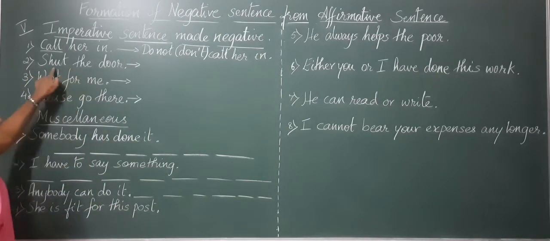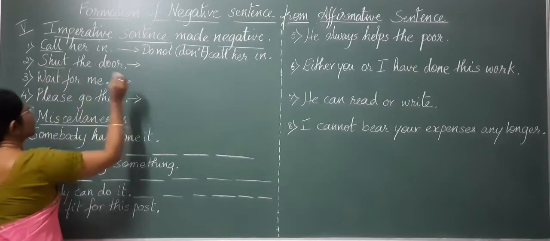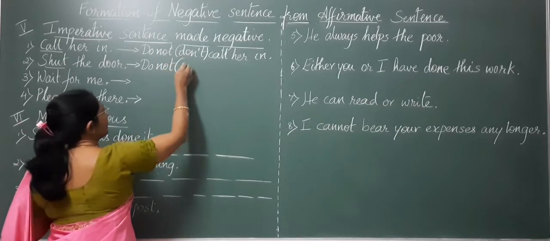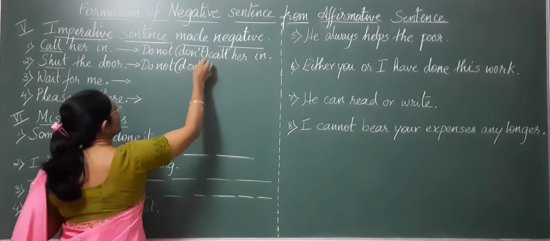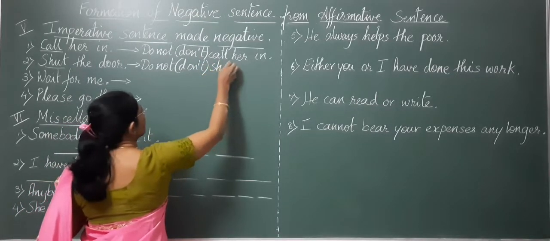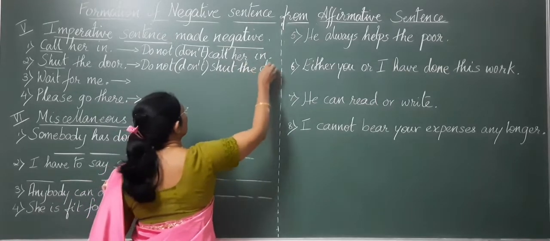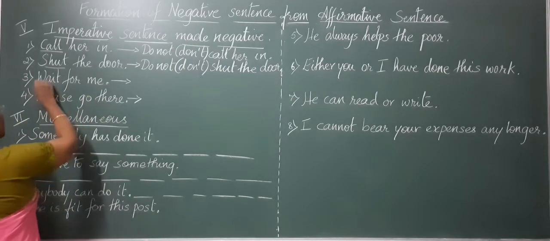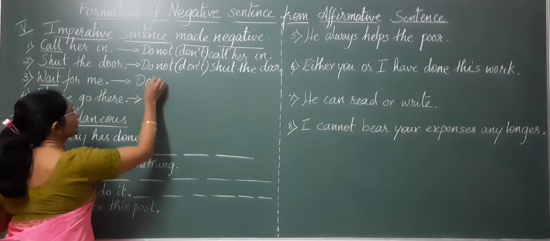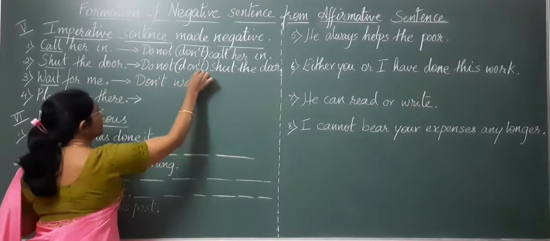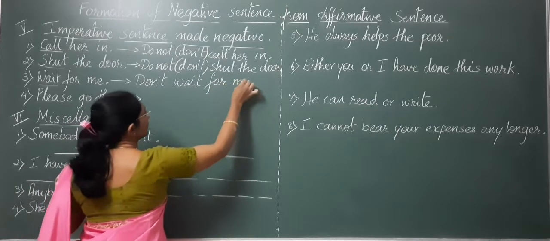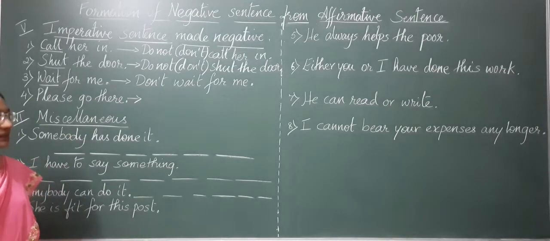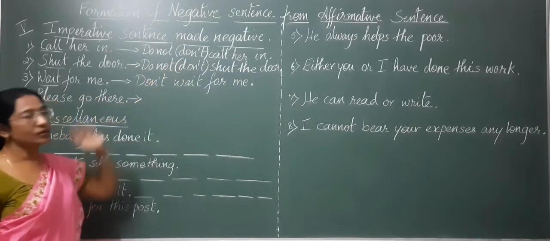Shut the door. Shut is a main verb. Do not can be made short. Don't shut the door. Wait for me. Directly. Don't wait for me. This is how we use the do verb to make it into a negative sentence. So do not can be made short as don't.